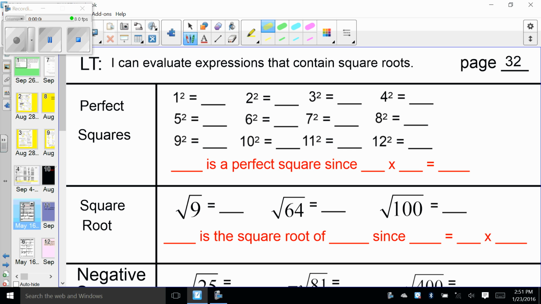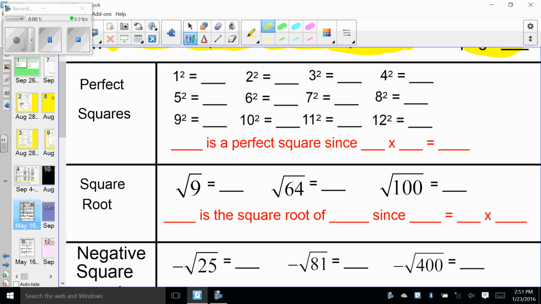Hey, seventh grade. So our learning target for today is I can evaluate expressions that contain square roots. So you should be on page 32. Okay, so we're going to start by talking about what a perfect square is. So what is a perfect square?